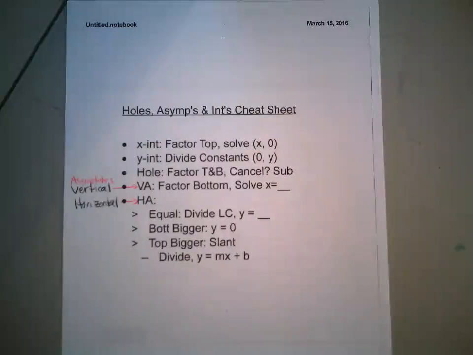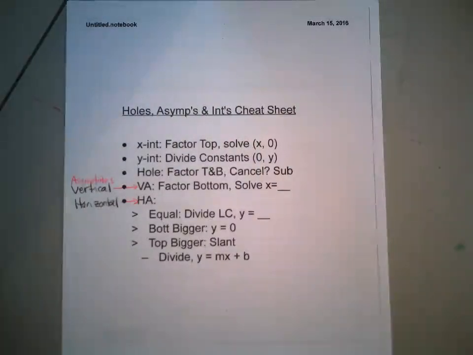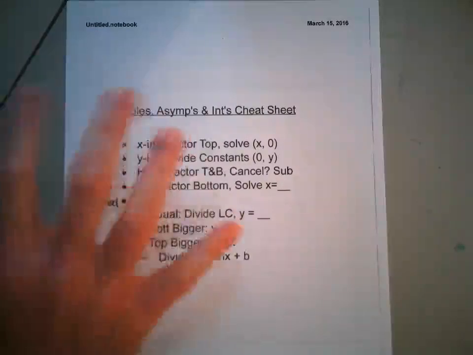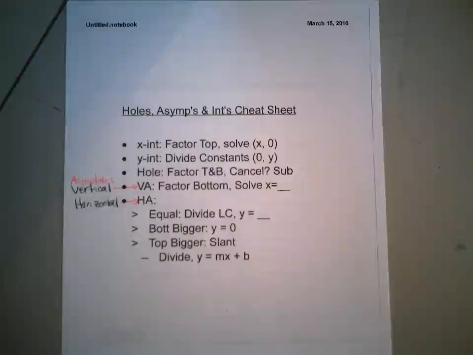This is basically, had we been in class, I would have given you very detailed notes on holes, asymptotes, and intercepts. So this is just a little cheat sheet that you might print out, keep in your notebook, write it down, keep this handy, because this is really what you want when you're going and finding all these little features.